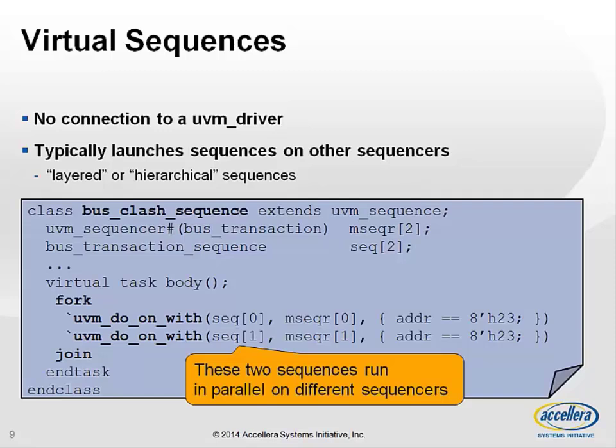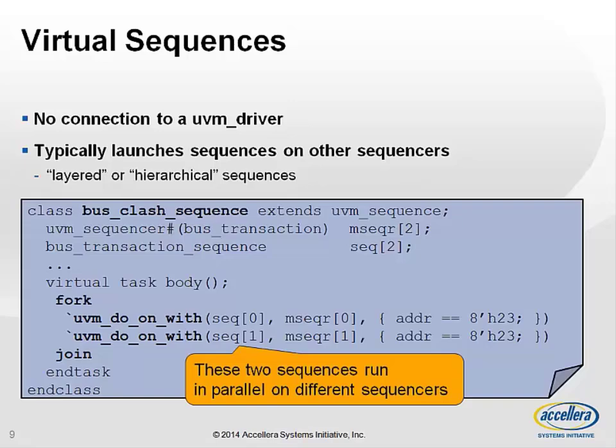We see an example here in the blue box where in my sequence I have a handle to two other sequencers, two other master sequencers within agents, presumably. And I have a bus transaction sequence. I want both masters to go at the same time and generate traffic to the same address. So in the body method, I could simply fork off two sequences, sequence 0 and sequence 1, on master sequencer 0 and master sequencer 1 in parallel, using the same address. The point of the virtual sequence is to understand that it creates another layer, having the lowest level of sequencers cooperate. I'm building and running subsequences.